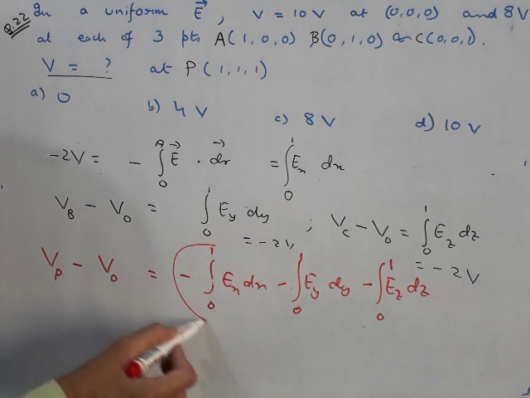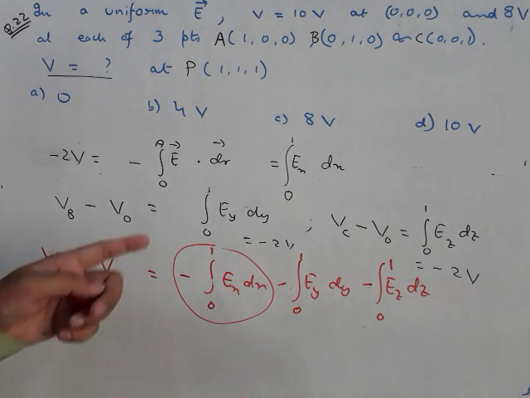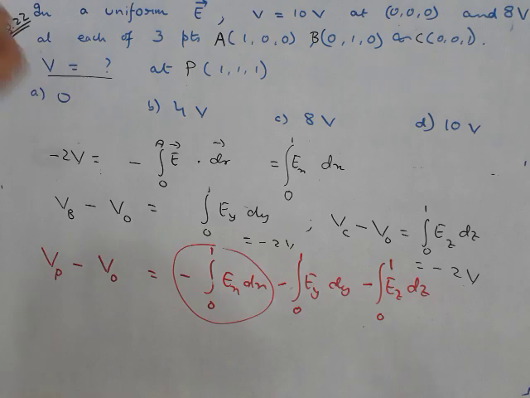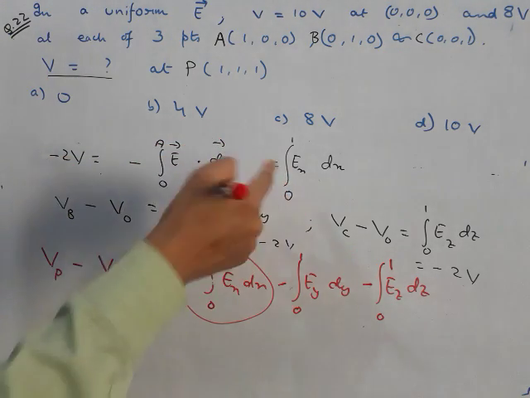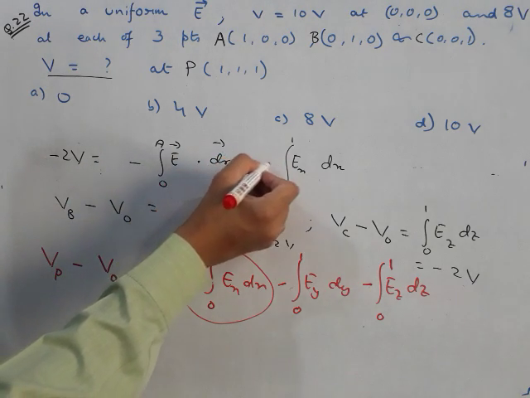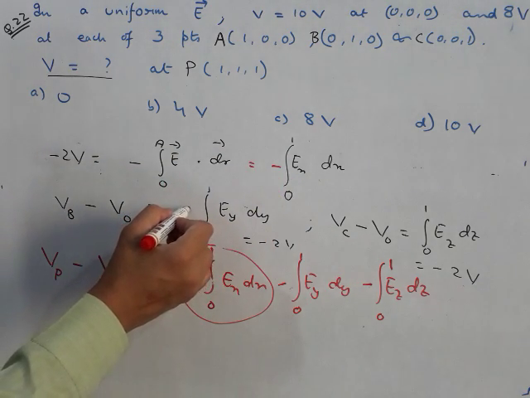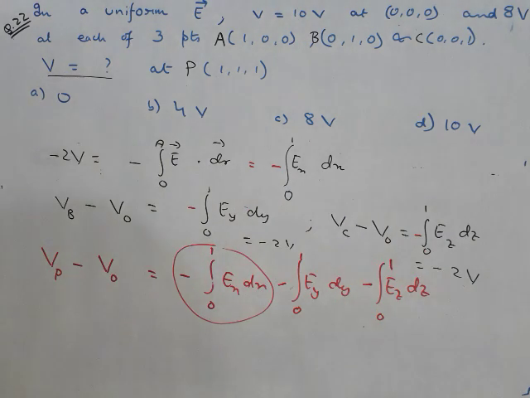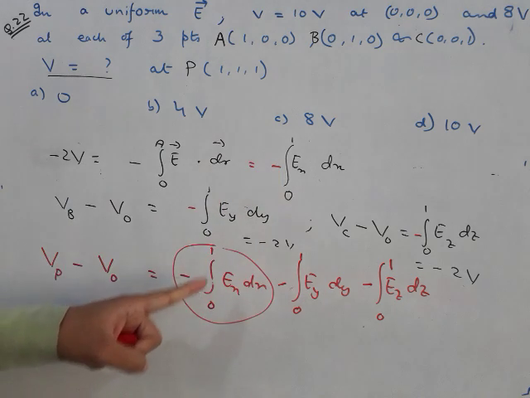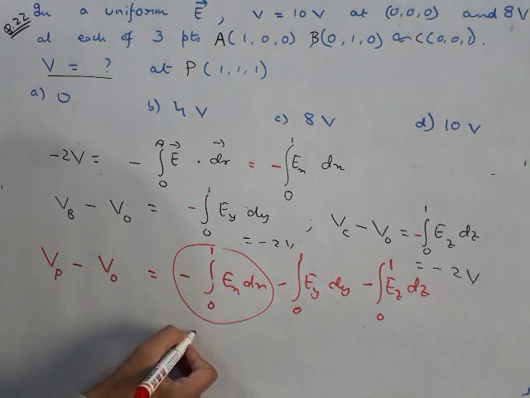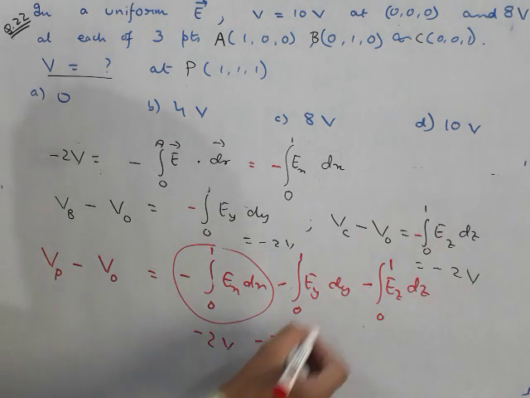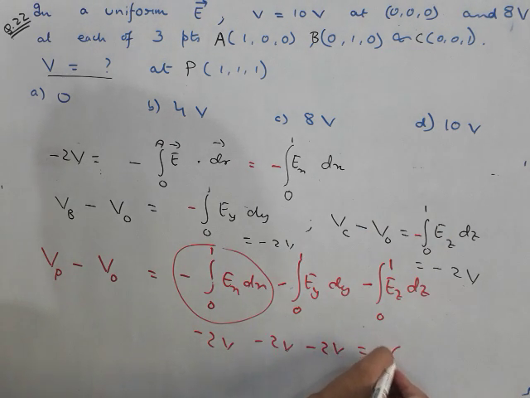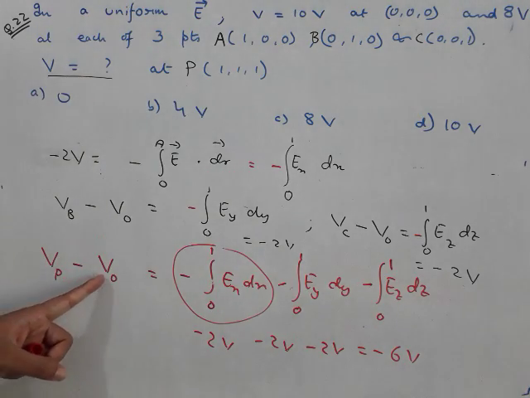Now this we already know. You can see here I missed, I think, a minus sign. While explaining, I had missed this minus sign. So that will be here also, and that will be here also. Now you see minus Ex dx from 0 to 1, that value is how much? Minus 2 volts. Likewise, this value is minus 2 volts. This value is also minus 2 volts. So it becomes minus 6 volts.